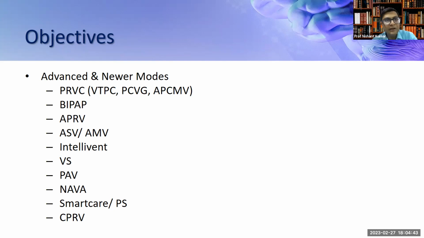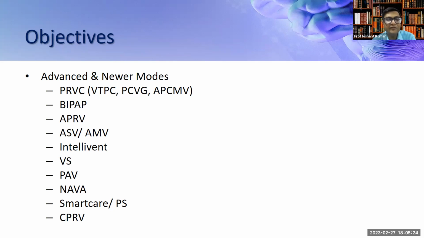So the most common one is PRVC, pressure regulated volume control, otherwise also known as VTPC, PCVG, APC, AMV, depending on the manufacturer. The second one is BiPAP. Now BiPAP is biphasic positive airway pressure or bi-level positive airway pressure. These are two different modes. Both are written as BiPAP, but it is the bi-level which we'll be talking about. This is an invasive mode, whereas biphasic positive airway pressure is an NIV mode.